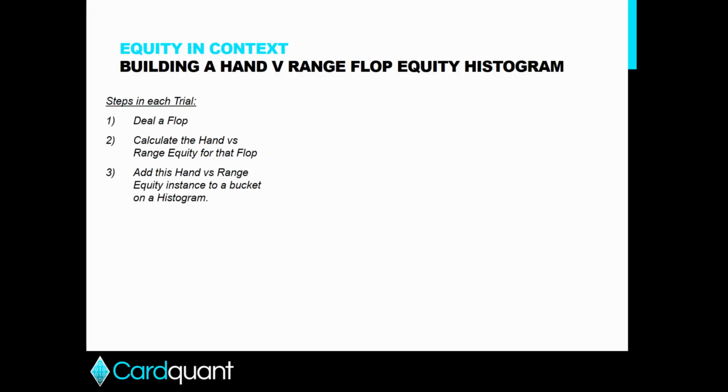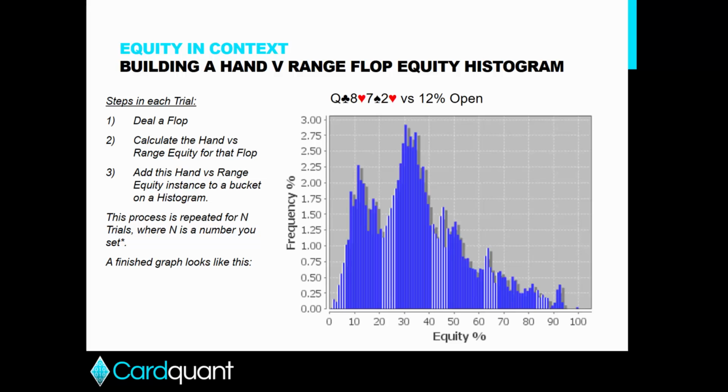And the third step is it adds this hand versus range equity instance to a bucket on a histogram. And this process is repeated for n trials, where n is a number you set. For the example that you're going to see, I used 15,000 trials, and the flop equity histogram basically converges long before that point. So a finished graph for our example looks like this.